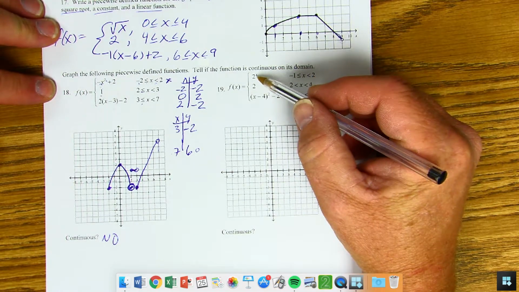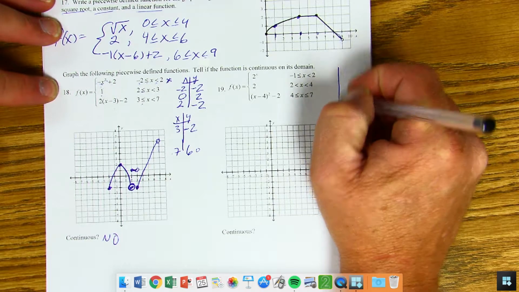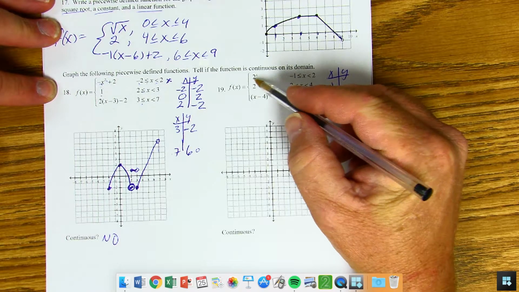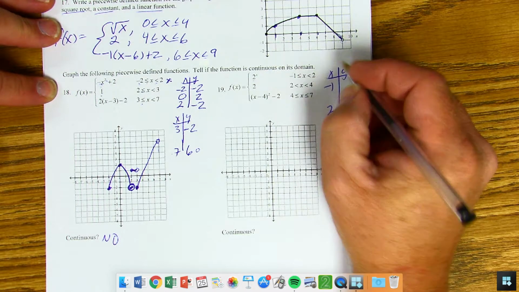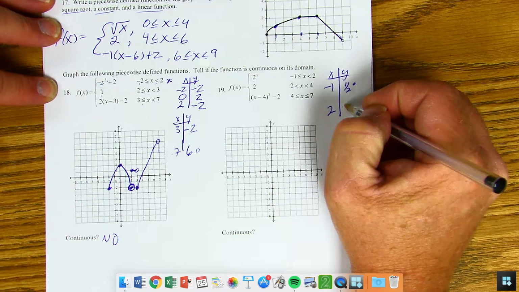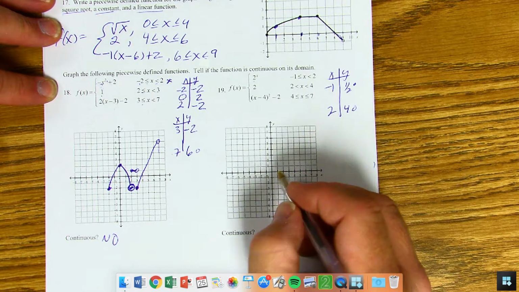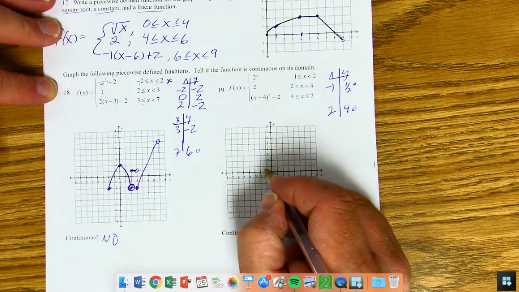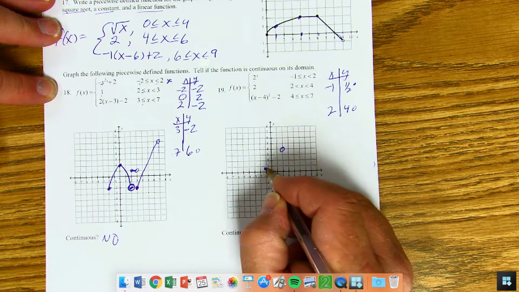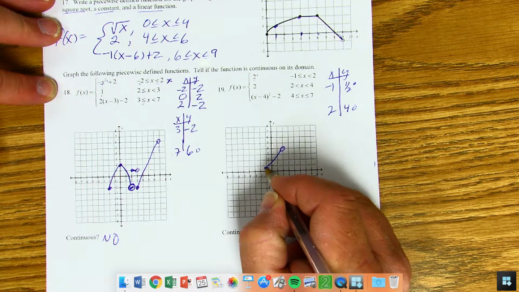19 says from -1 to 2. Now we're going to use this. So 2 to the -1 is a half. It's going to be a solid point. 2 squared is 4. It's going to be an open circle. So at -1, 1/2, solid. At 2, 4, open. This thing's kind of going like this. It's exponential growth.